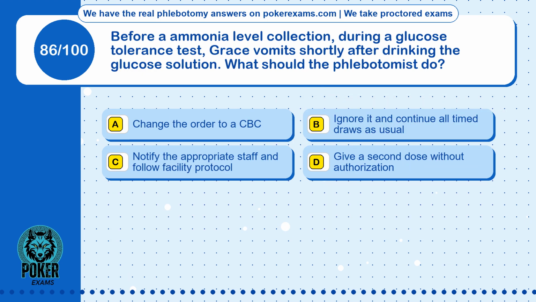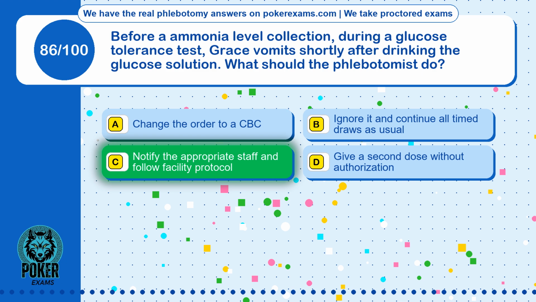Question 86. Before an ammonia level collection, during a glucose tolerance test, Grace vomits shortly after drinking the glucose solution. What should the phlebotomist do? Option A. Change the order to a CBC. Option B. Ignore it and continue all time draws as usual. Option C. Notify the appropriate staff and follow facility protocol. Option D. Give a second dose without authorization.